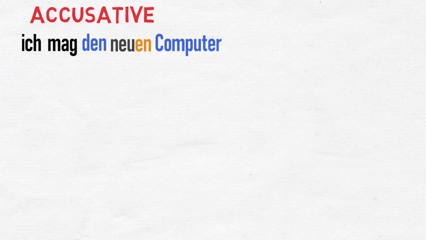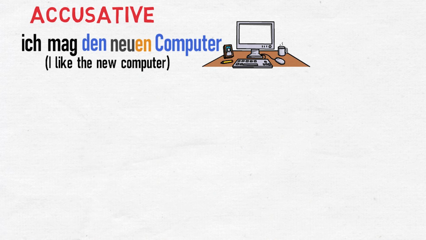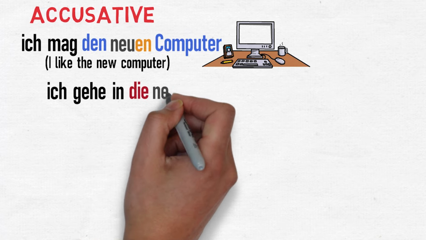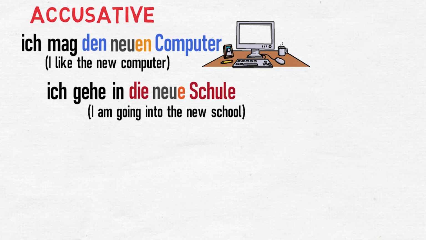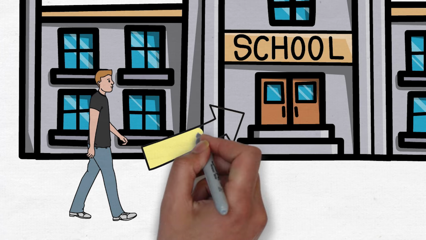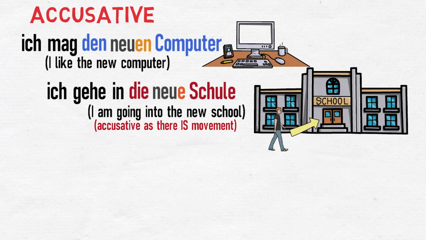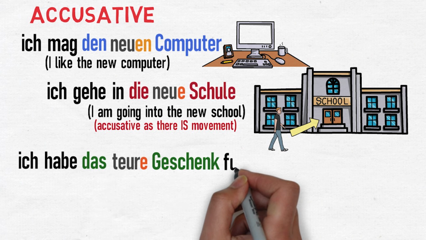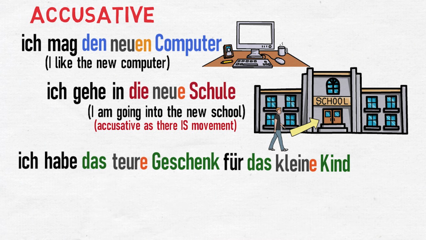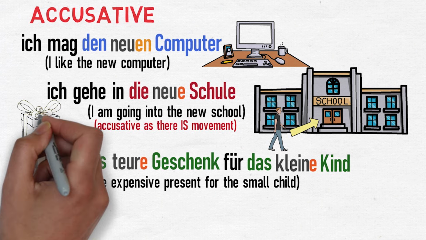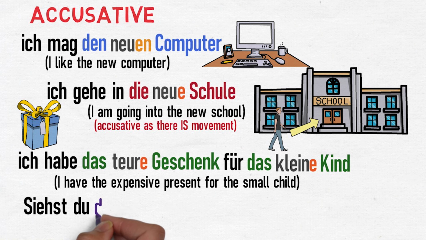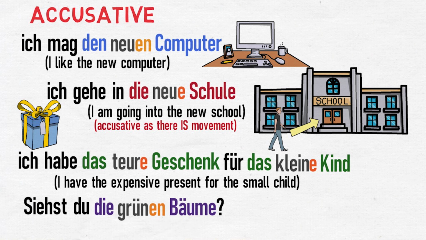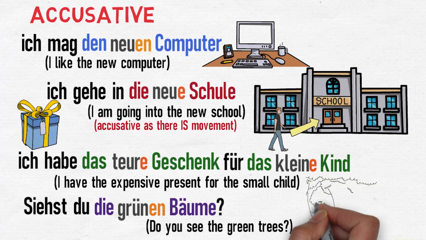For the accusative case, ich mag den neuen Computer. I like the new computer. Ich gehe in die neue Schule. I am going into the new school. We use the accusative case here because there is movement. Ich habe das teure Geschenk für das kleine Kind. I have the expensive present for the small child. Siehst du die grünen Bäume? Do you see the green trees?